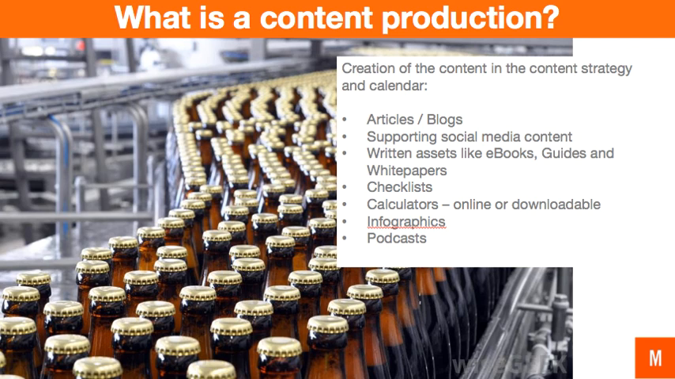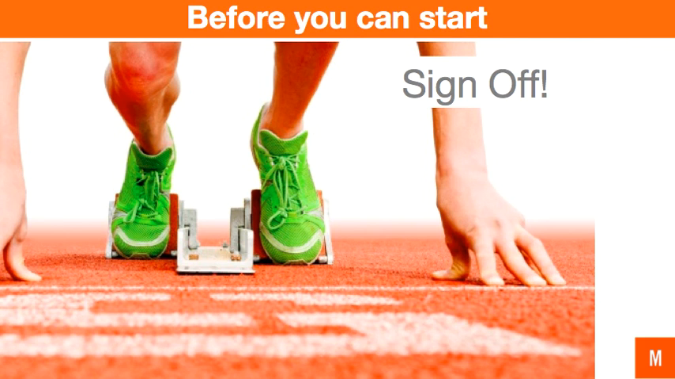So what is content production? It really is just the creation of the content in the content strategy and content calendar. It could be articles and blogs supporting social media content, written assets like ebooks, guides, and white papers, checklists, calculators, whether those are online or downloadable calculators, creating infographics or podcasts, video as an example. These are all different types of content that needs to be produced.